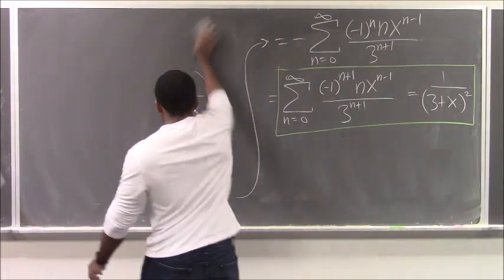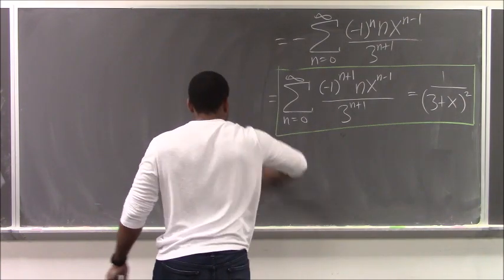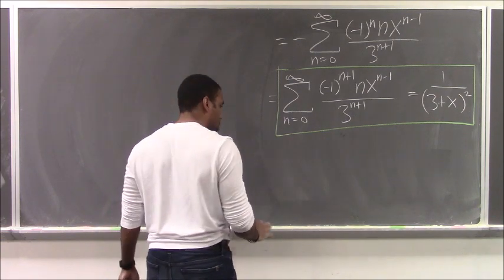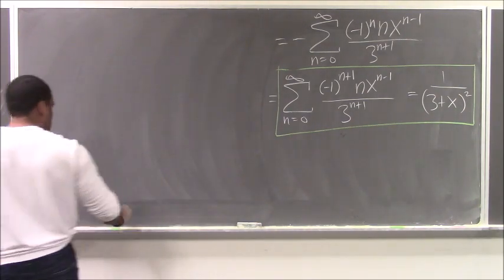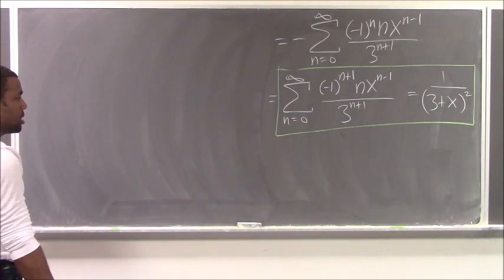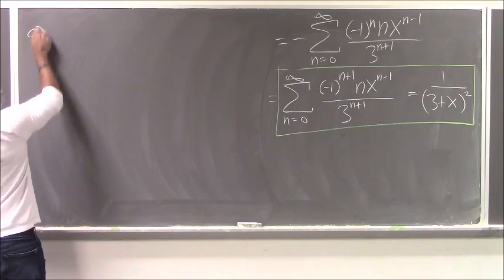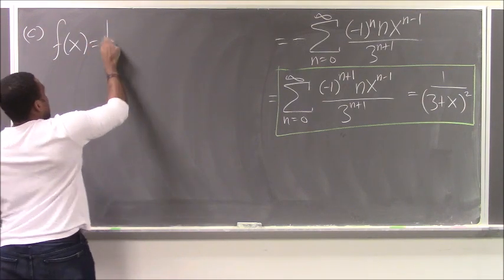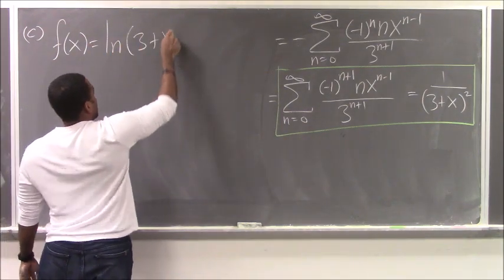Let's do the third one, which after seeing how the second one works out, would probably be a little bit more straightforward for people to see. So let's say I had f of x equals ln of 3 plus x.